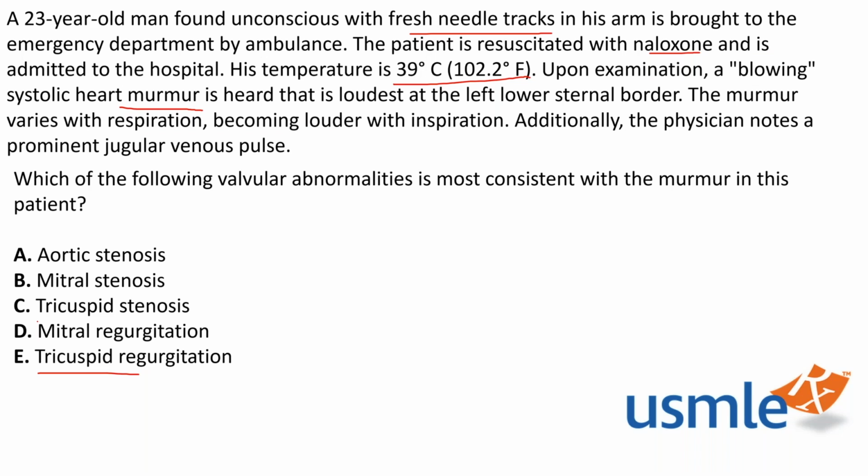So now we just need to make sure that that fits with our endocarditis and our IV drug use or abuse. And it does. So, for folks that use IV drugs, the tricuspid valve is the most commonly involved valve for endocarditis. And so all that makes sense. So great. Our answer here is going to be E, tricuspid regurgitation. And that's a review of that question.